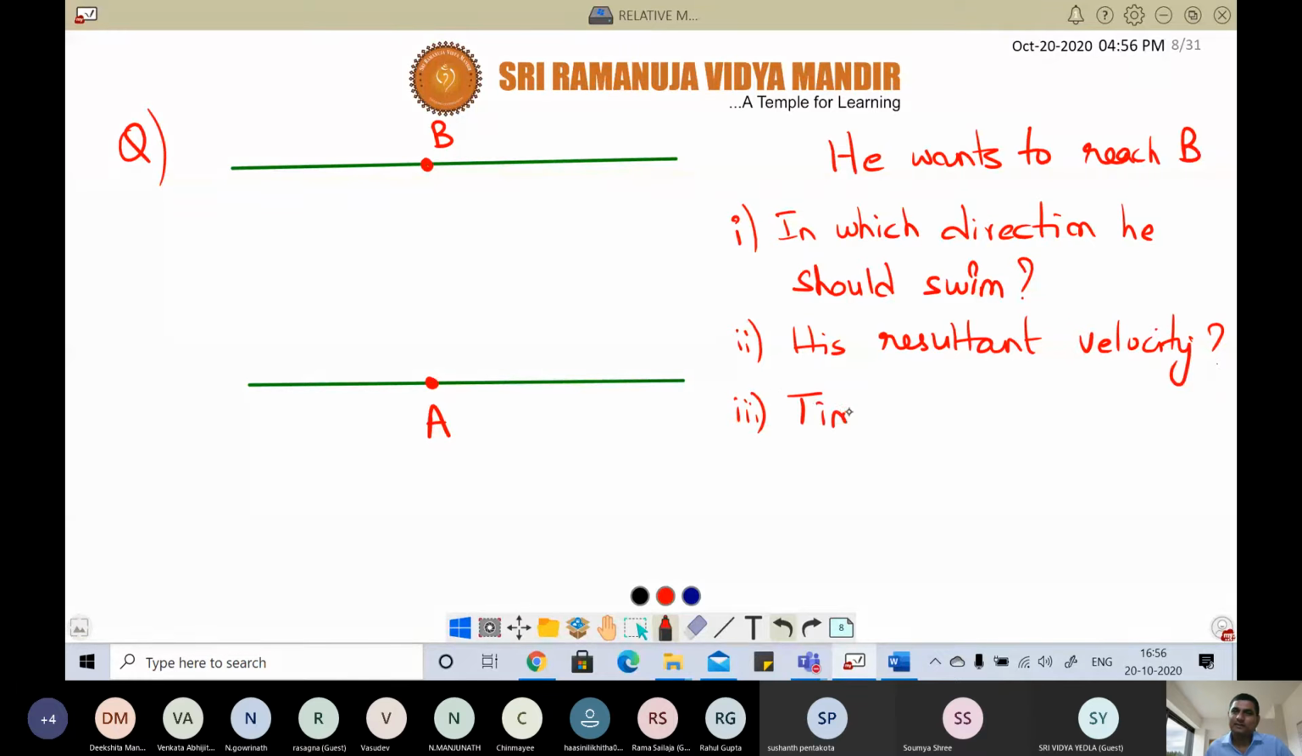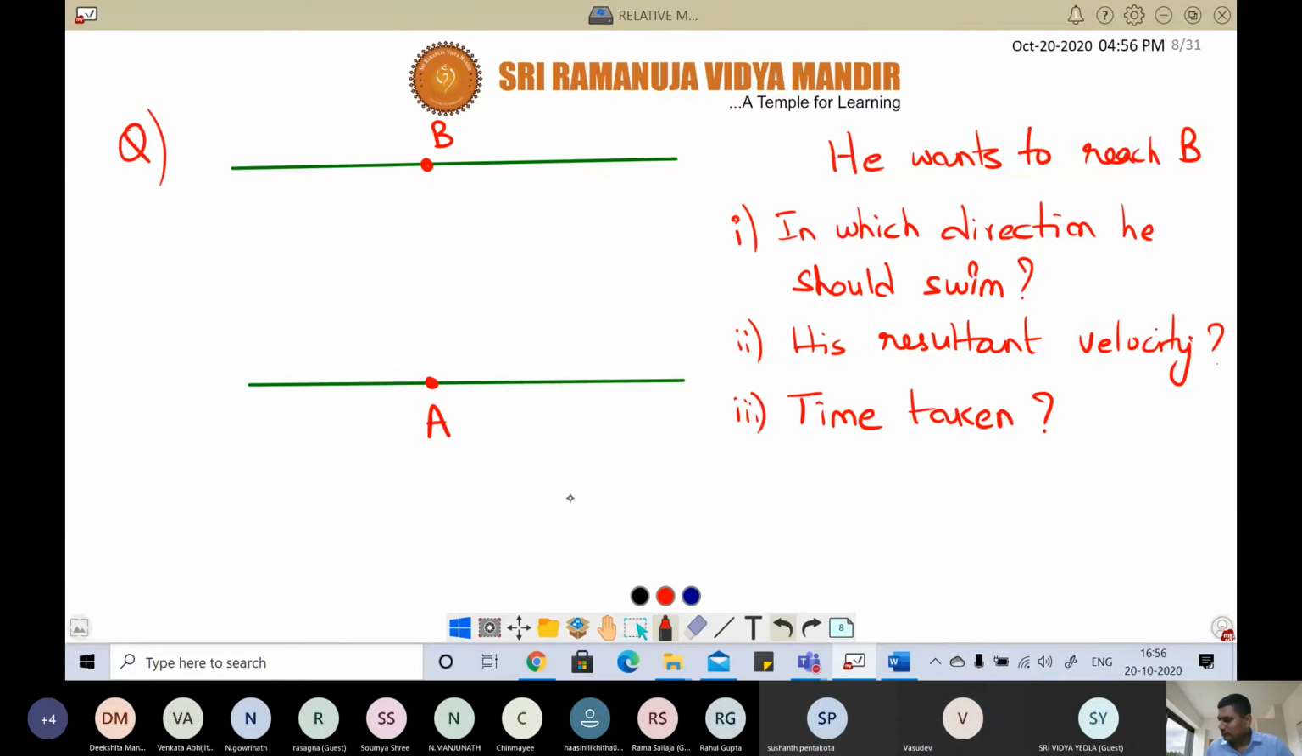Time taken. Which case is this? Can anybody tell? Shortest distance case, sir. Shortest path, correct. Because he's just going towards B.